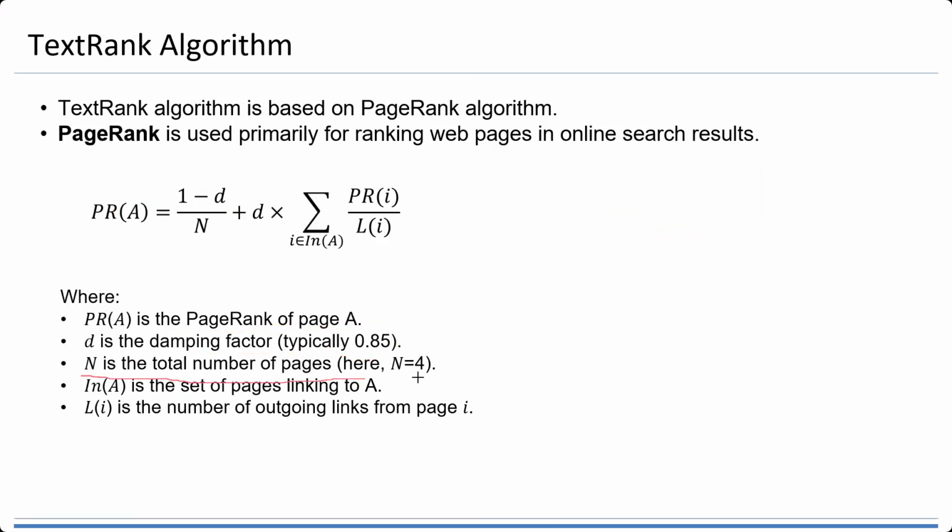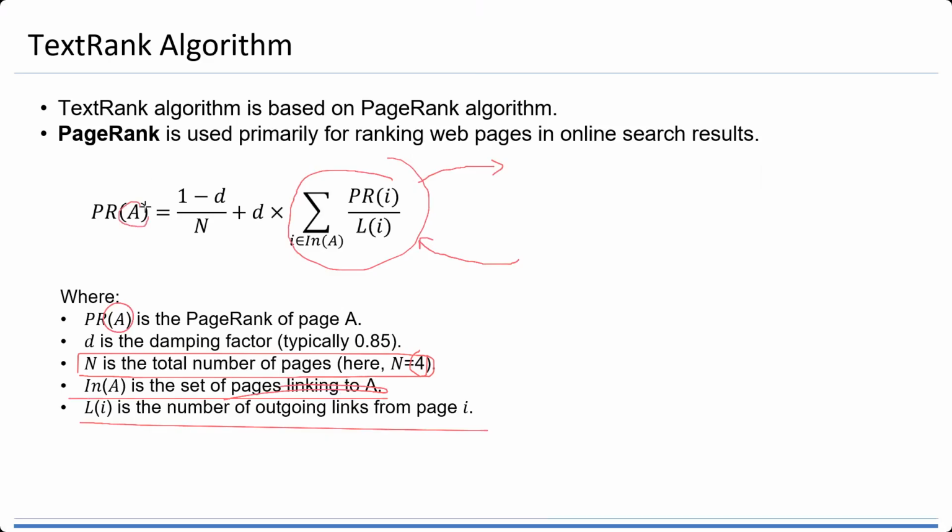N is the number of pages. So let's say, for this example, I will use 4. In(A) is the set of pages linking to page A, and L is the number of outgoing links from page I. So we are going to look at what is the outgoing and what is the incoming for page I.